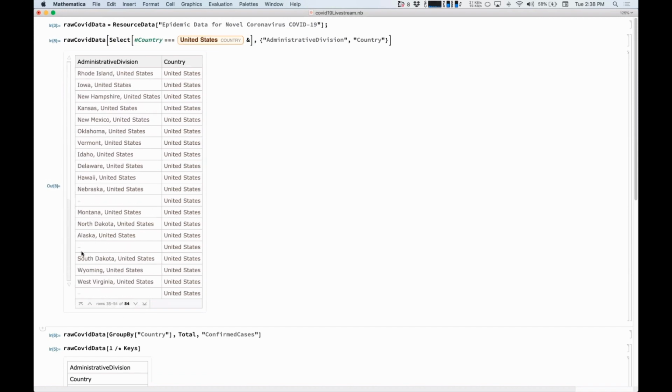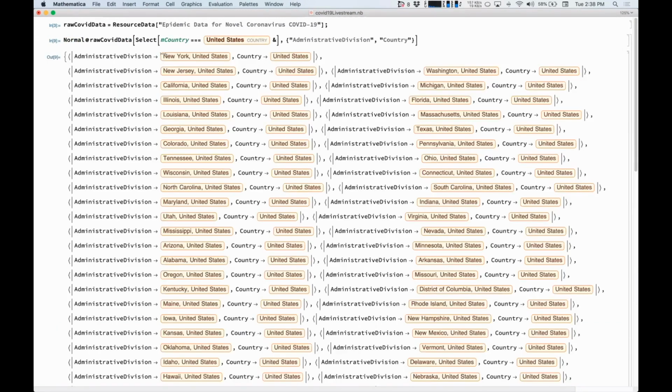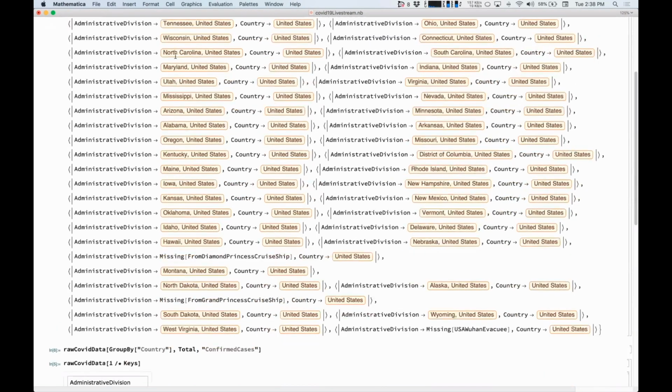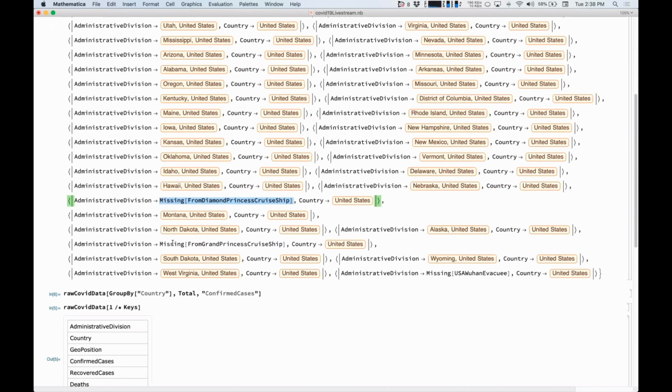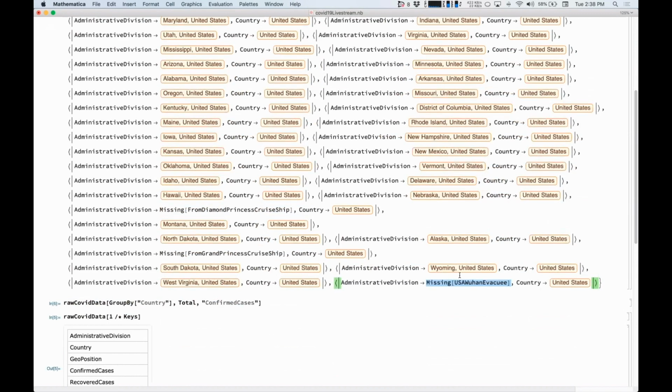Wait, why are there multiple ones that have this? Oh, those are probably the cruise ship. How can there be three? Are there really three cruise ships? Let's find out. And there's also some of the territories that may be showing up in some weird way. Yeah, so we've got missing cruise ship, missing Wuhan evacuee. Okay, so this is the joys of data curation. You think you're getting states, but in fact you have cruise ships.